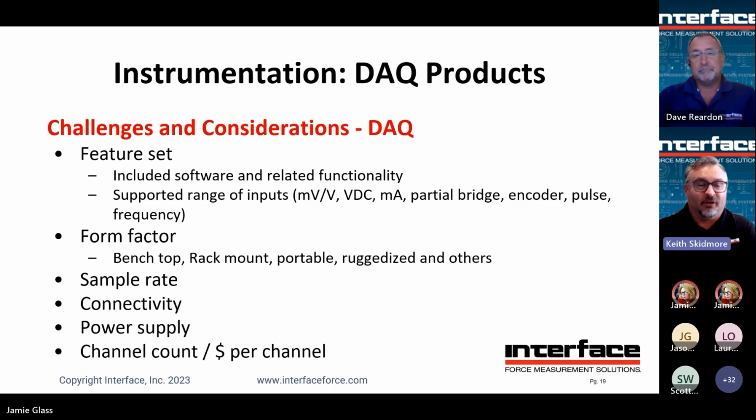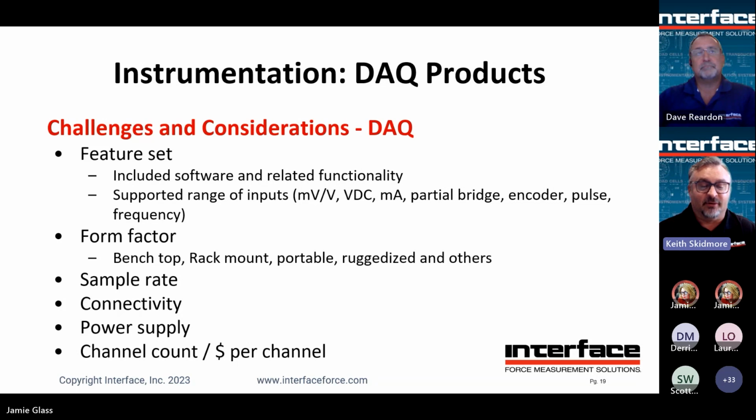Some of the systems sample relatively slowly, hundreds of hertz, up to tens of thousands of samples per second. And it just kind of depends what's necessary. More isn't better if you don't need it. Typically, the data files get quite large when you have higher sample rates. So again, you don't need any more than what is necessary for the test.